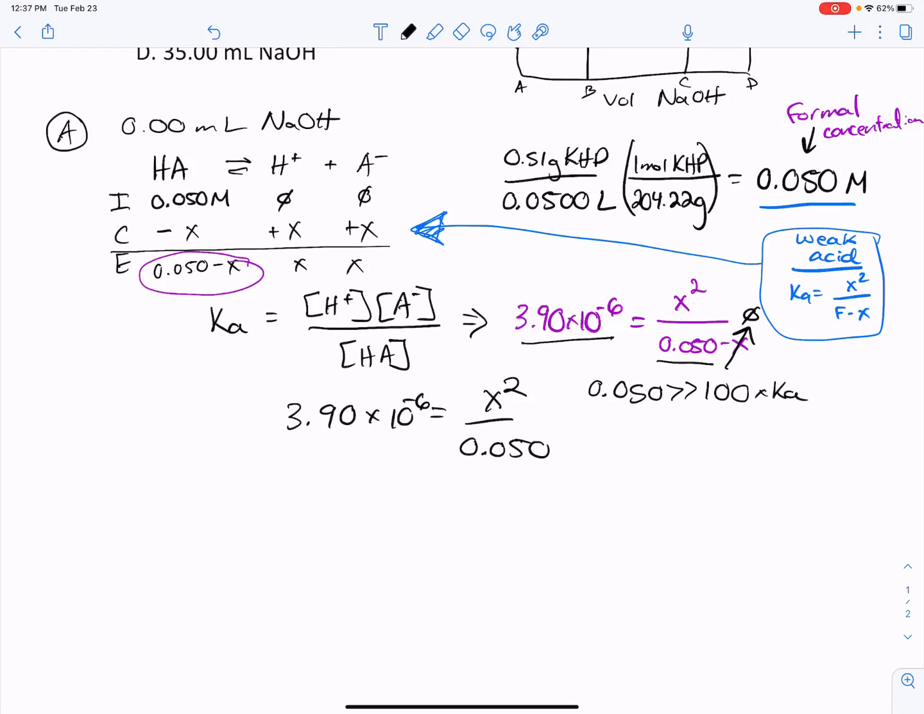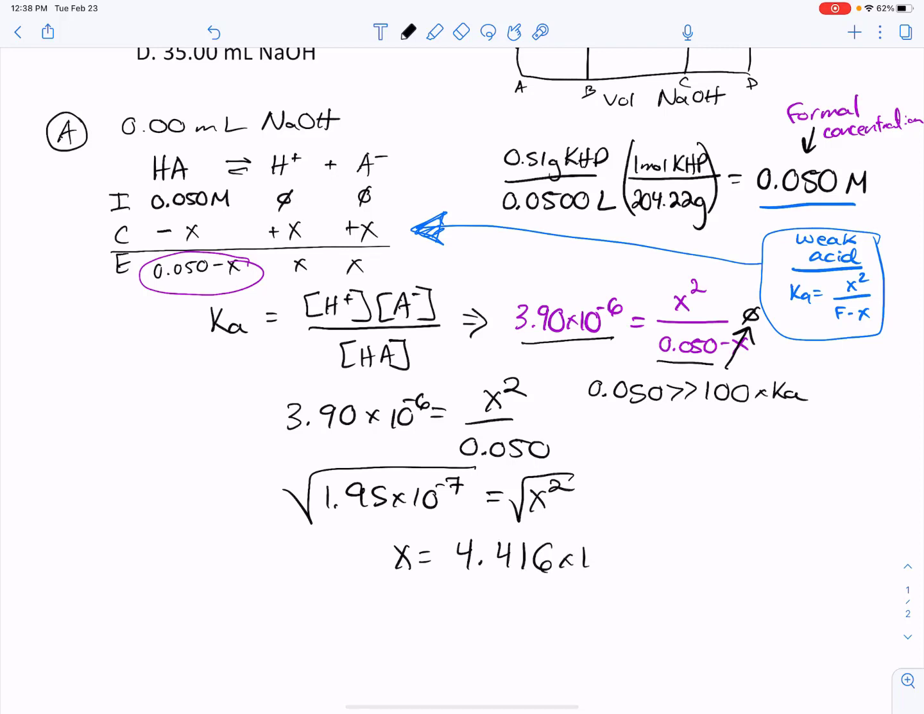So now I multiply 3.9 times 10 to the negative 6 by 0.050, and I end up with 1.95 times 10 to the negative 7, and that equals x squared. Take the square root of both sides, and you end up with x equal to 4.416 times 10 to the negative 4.